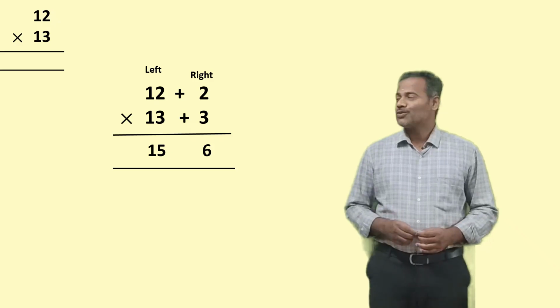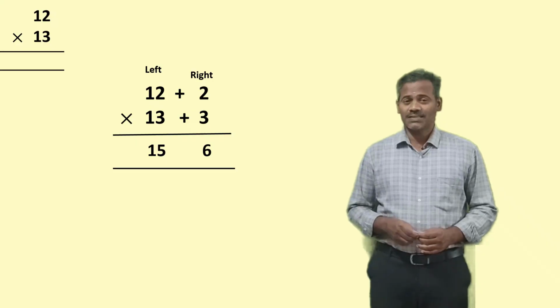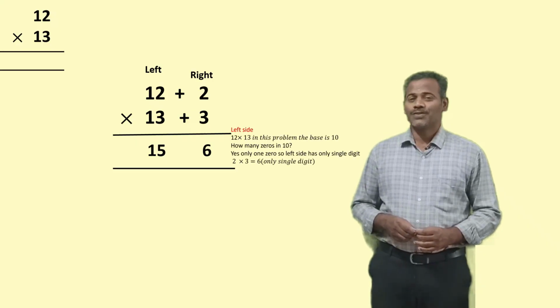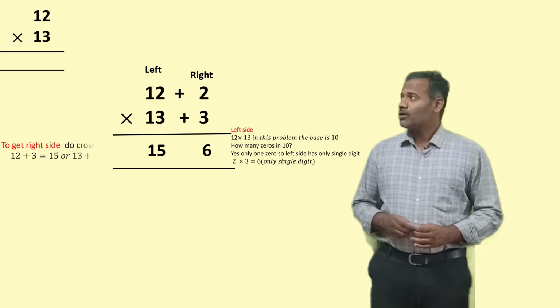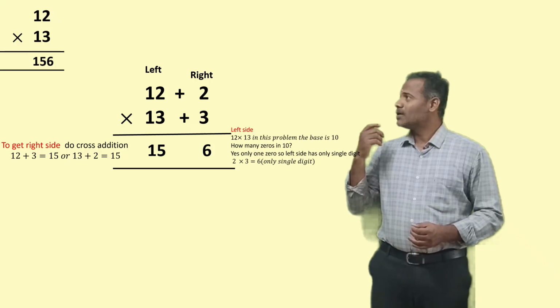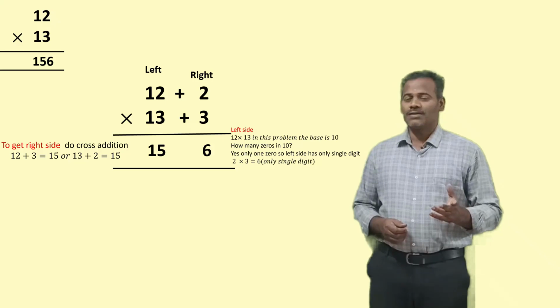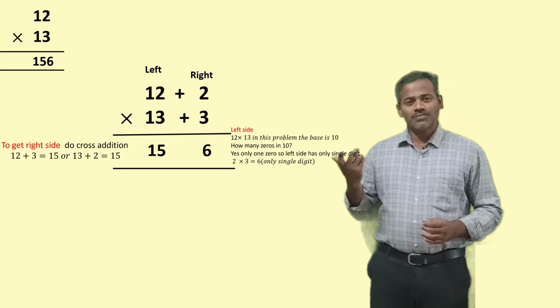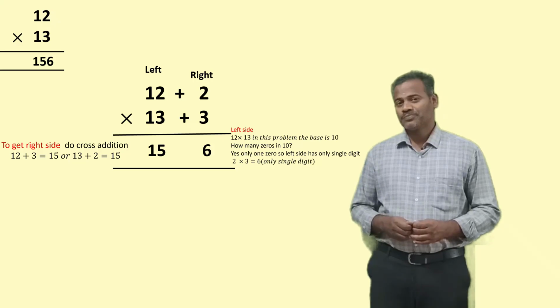Okay, let me move to the solution. 2 into 3, the right side I get as 6, and on the left side 12 plus 3 you get 15, or 2 plus 13 you will get 15. So that is called cross addition. The cross addition gives the left side as 15. And from the right side, 2 into 3 we get 6. So the answer is 156.